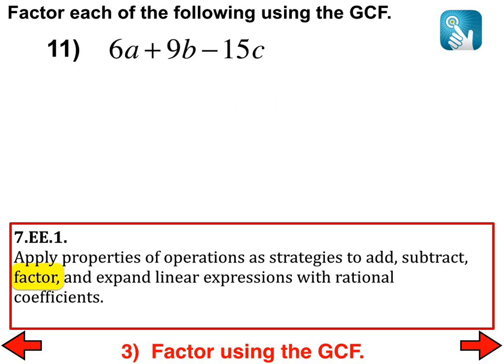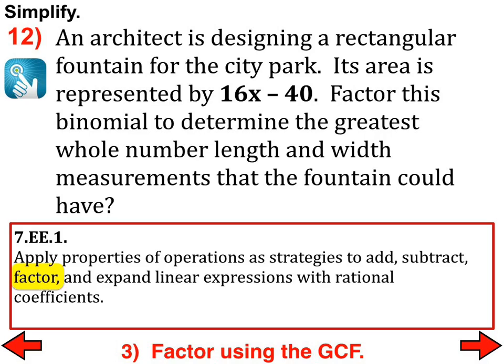So our last problem for today is just one of these problems in word problem form. So it says an architect is designing a rectangular fountain for the city park. Its area is represented by 16x minus 40. Factor this binomial, and you can kind of stop right there because it's just asking us to factor that right there. So go ahead and factor 16x minus 40.